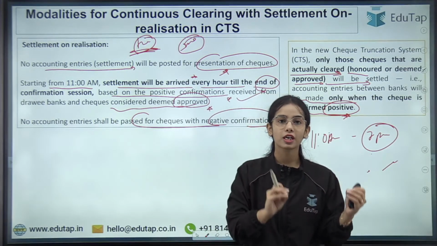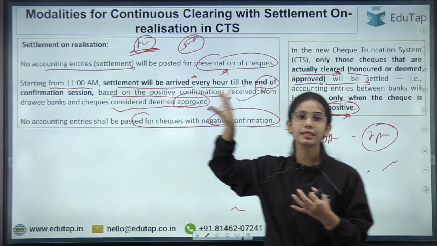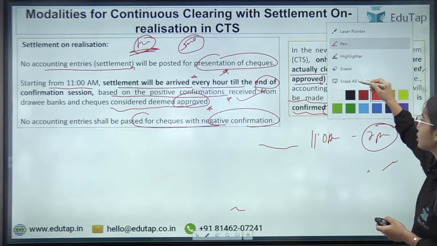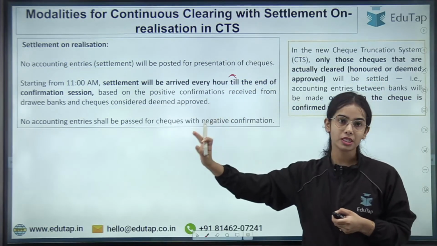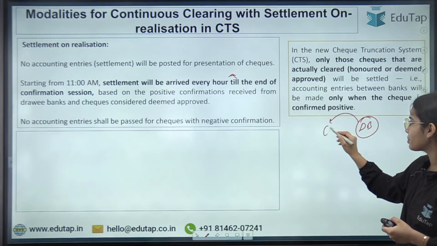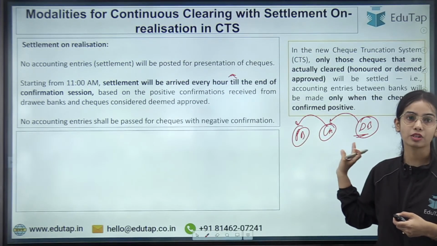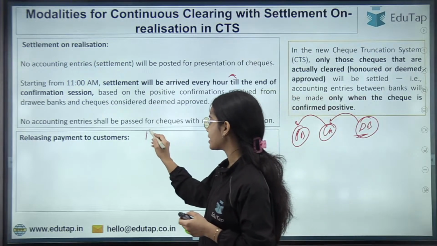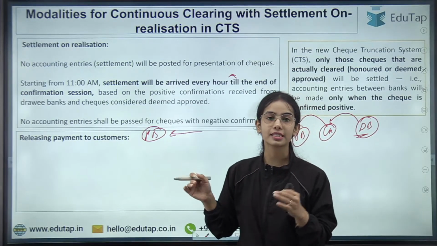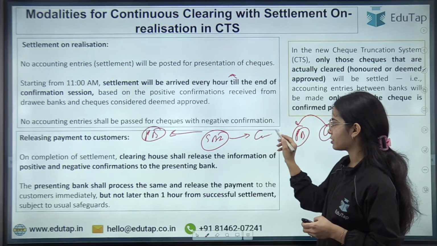If there is positive confirmation, that is the check is honored, the check has to be settled then from 11 a.m. till 7 p.m. on an hourly basis. So settlement will arrive every hour till the end of the confirmation session. This is the idea, and in the settlement, the money is being settled from the drawee bank to the presenting bank, through the clearing house. Once the presenting bank, that is State Bank of India, has received the money, the State Bank of India should transfer the money to the customer, okay, XYZ.